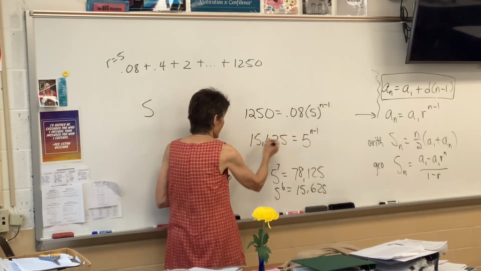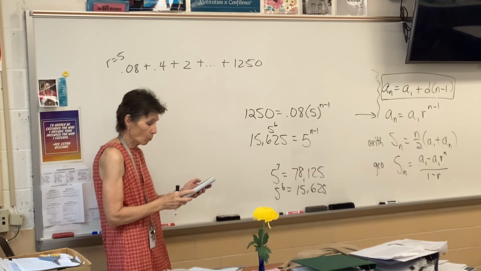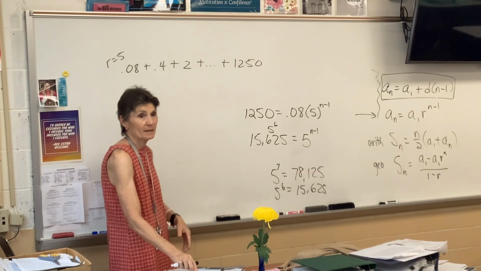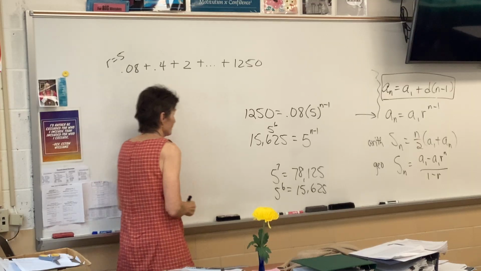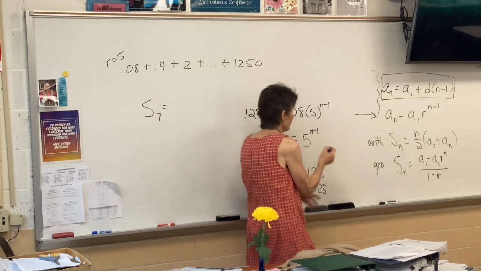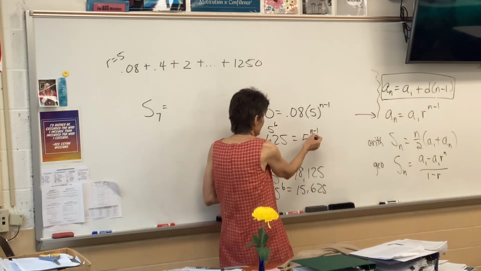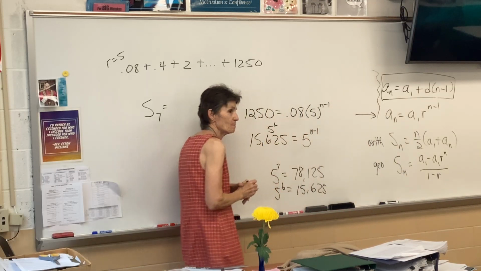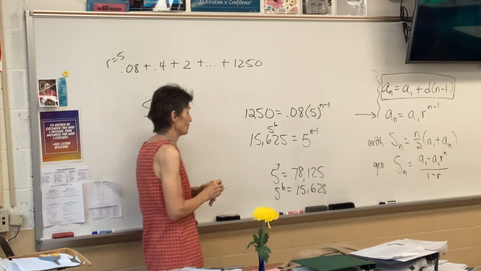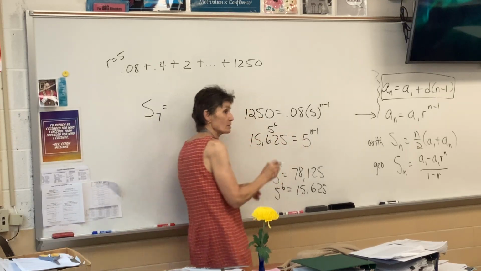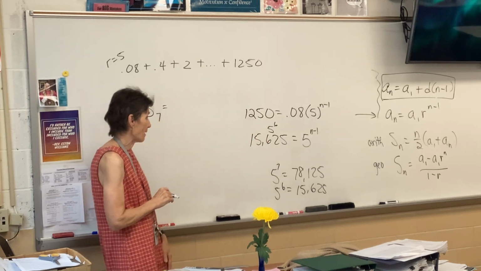So this right here is 5 to the 6th. So what does n have to be? 7. Very good. Since this exponent is n minus 1, 6 is n minus 1, so n has to be 7. If you would prefer to take the logarithm of both sides, like you did back in chapter 3, you absolutely can do that.